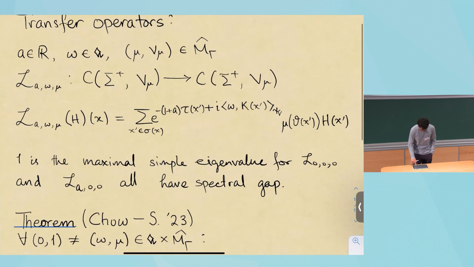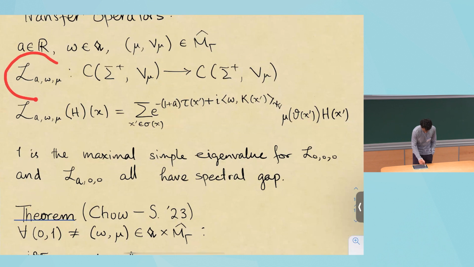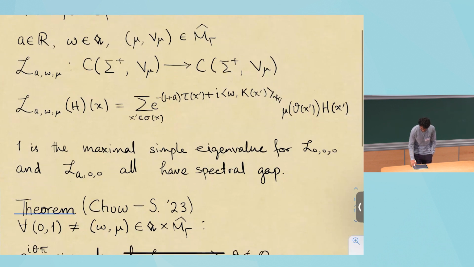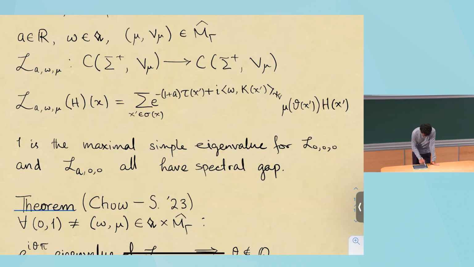We use this together with thermodynamic formalism. So over this subshift of finite type, we consider transfer operators which are twisted using this map kappa and this map theta, which is this holonomy map. But then we also use this irreducible representation mu in this twisting. Okay, so we have a transfer operator.